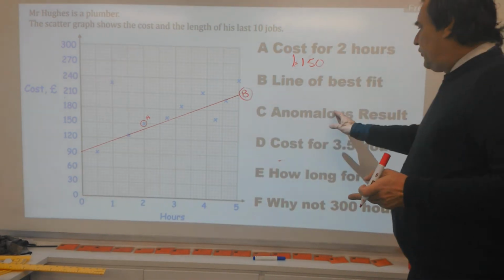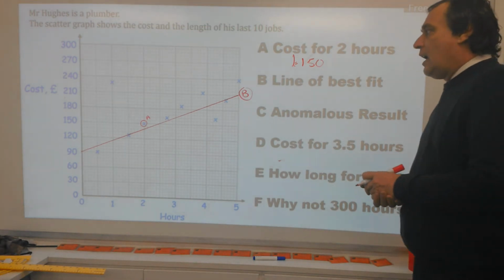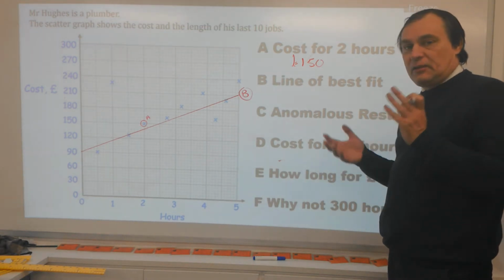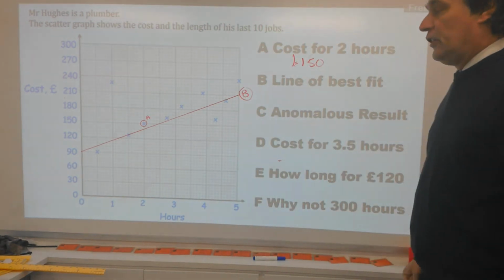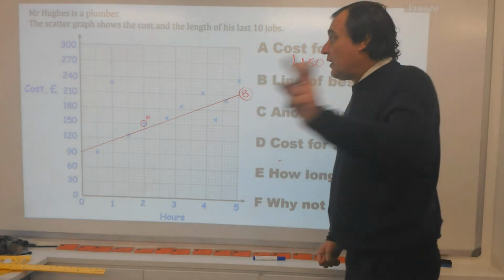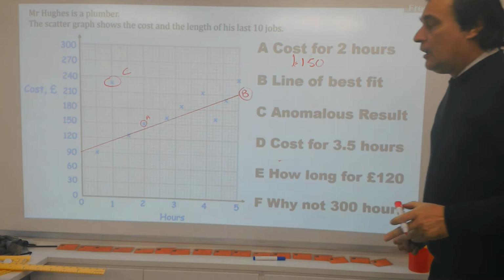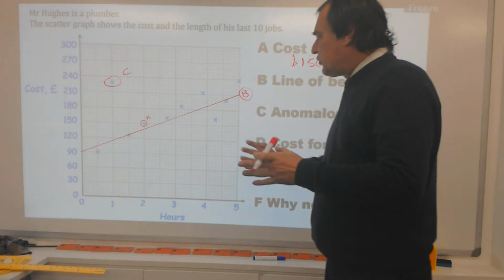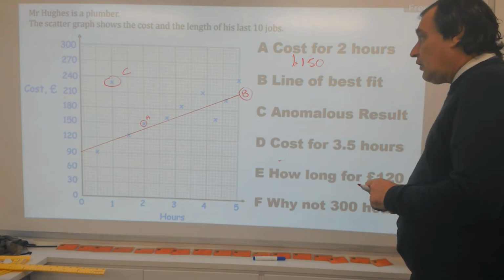Then C, they're asking us to look at something called an anomalous result. Now, an anomalous result is actually something that is way off the beaten track. It's nowhere near any of the other crosses. Can you see where it is? Well done. It's there. That's the anomalous result. So it's something that doesn't actually fit the trend of these crosses.